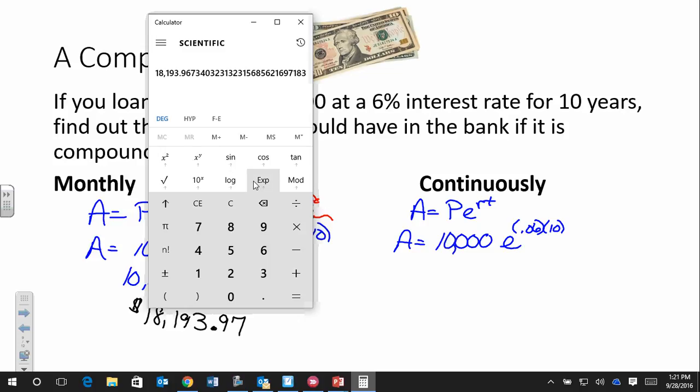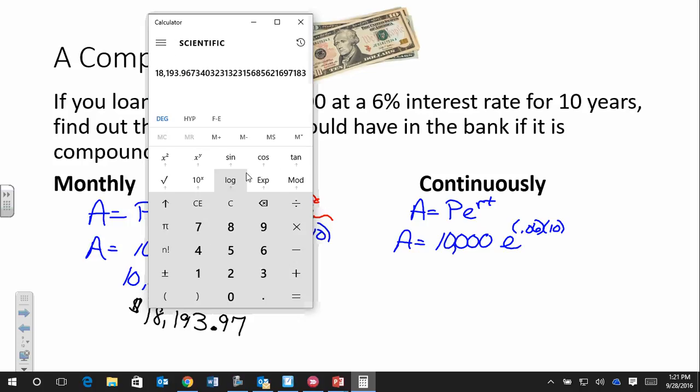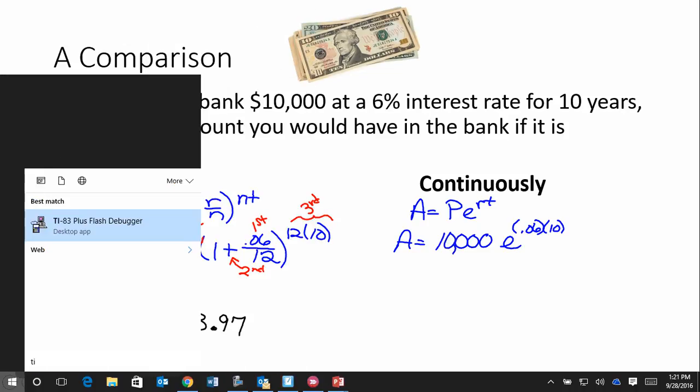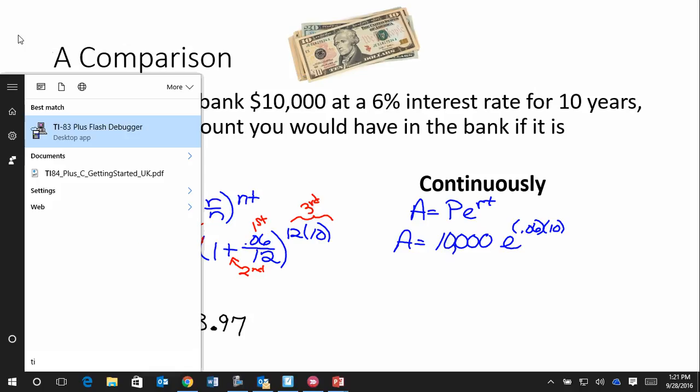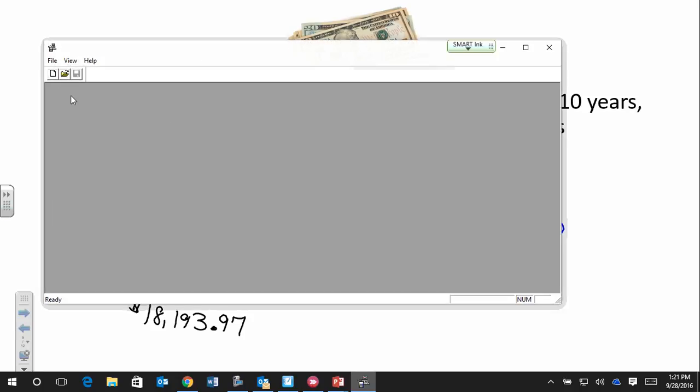So we're going to take E and raise it to the 0.6 power. Mine has a, let me go to a different mode here. In scientific. Oh, not helping. May have to help me out on this one. I might have to go to my TI. Get a similar calculator to what you have.